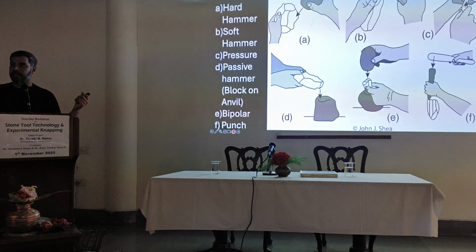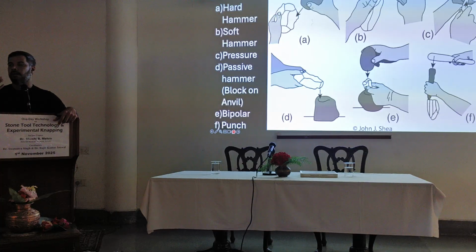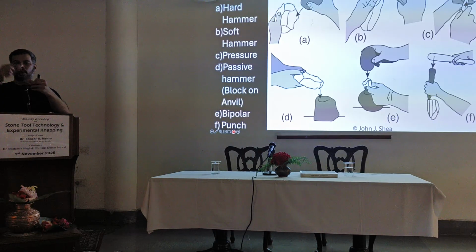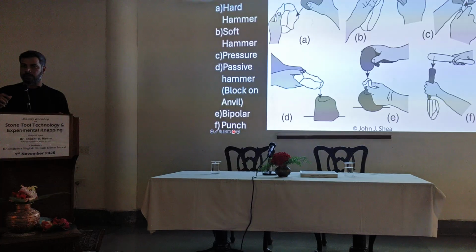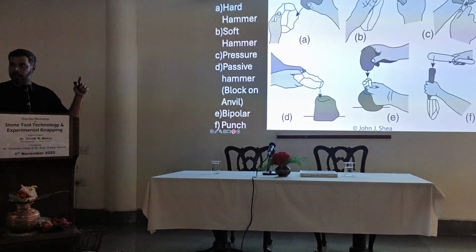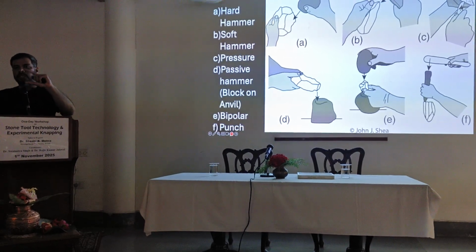Then your punch technique. If you have seen blades, blades after 10,000 years onwards in the Holocene are usually produced with the punch technique. You will hold a core, place a bone punch or antler punch, and then strike it. So that is a type of indirect percussion. The rest of them are direct percussion. The punch technique is indirect percussion. You are not directly hitting the core. Instead, you are putting a punch in between.